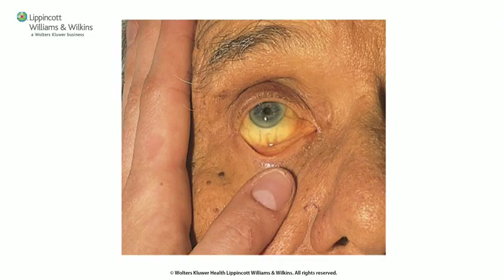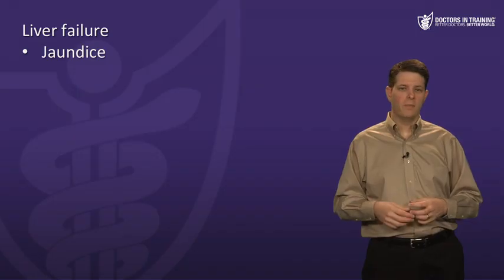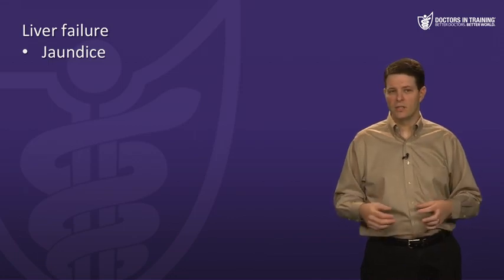So if the hepatocytes stop putting bilirubin into the bile, bilirubin is going to build up in the skin and into the eyes. You're going to see jaundice. If the hepatocytes aren't synthesizing proteins, you can have lots of problems.